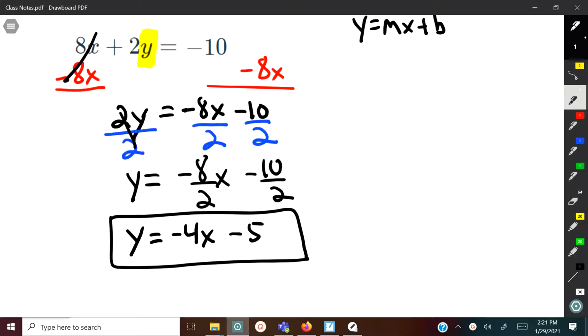Remember to type the whole equation in. But this is your answer right here. Let's take a look at another problem.